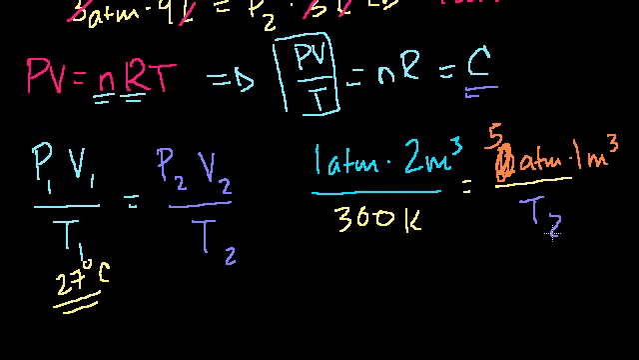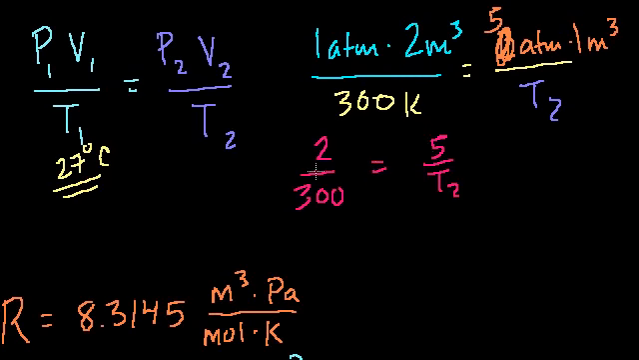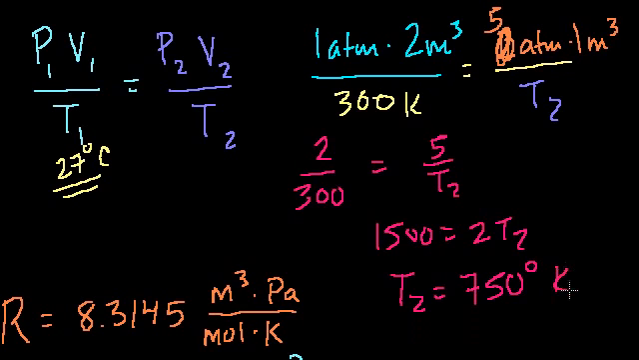We've set up our equation. So we have 2 over 300 atmosphere meter cubed per Kelvin is equal to 5 over T2, our new temperature. Then we have 1500 is equal to 2 T2. Divide both sides by 2, and you have T2 is equal to 750 Kelvin. Which makes sense, right?